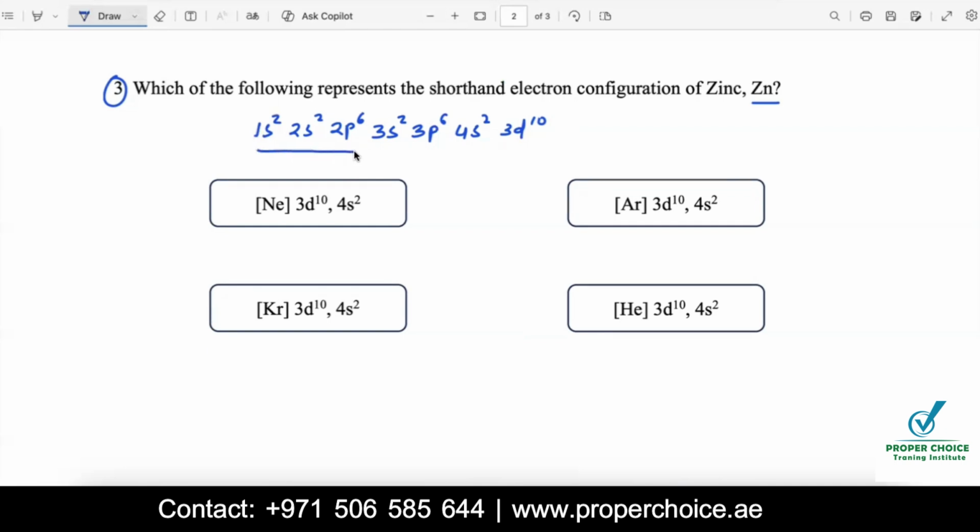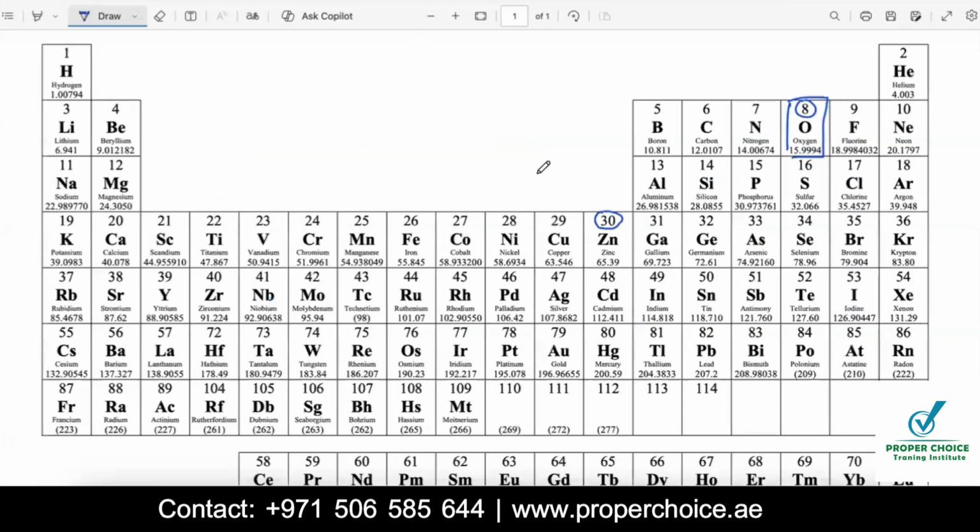Now the question doesn't give us the options in the way I have written. They are asking you to recognize the shorthand. Remember, shorthand electron configuration is always written by referring to the noble gases. Noble gases are helium, neon, argon, krypton, xenon, and so on. So recognize where zinc is, and zinc is over here. Now, which one is the previous noble gas for that? I can say here it is argon.